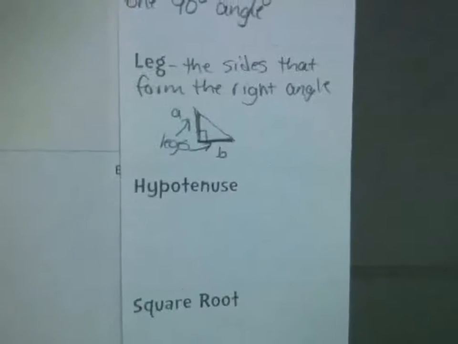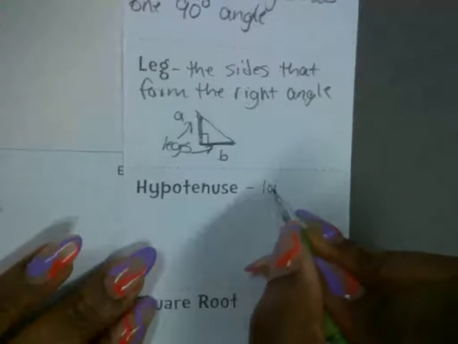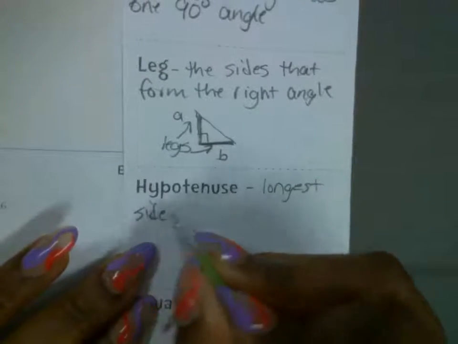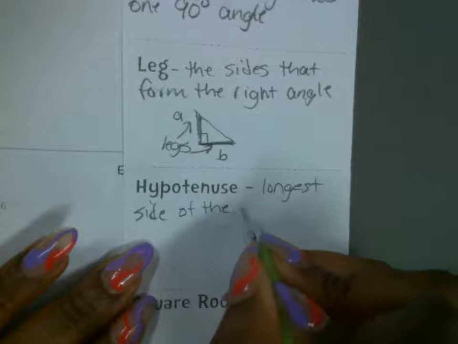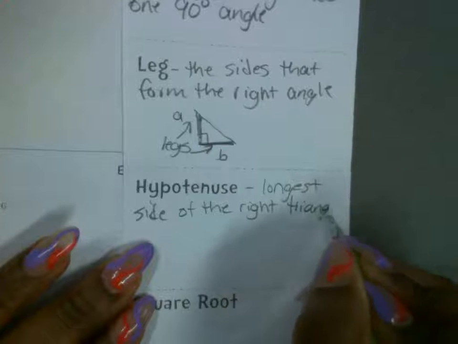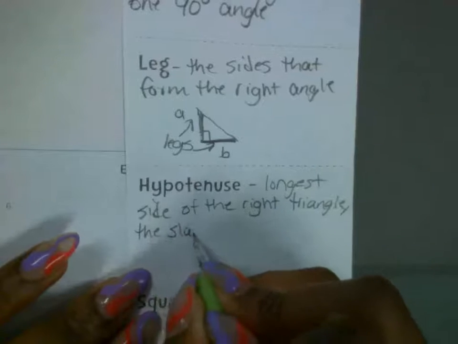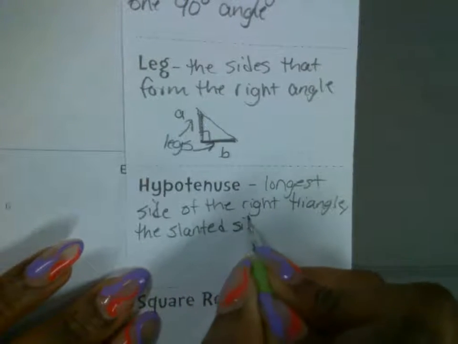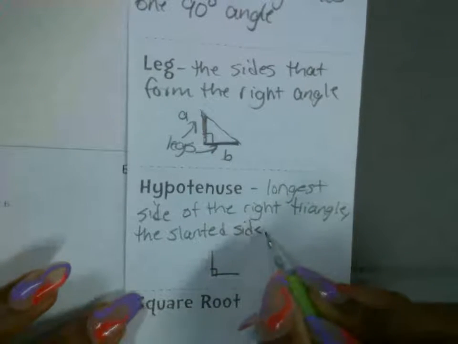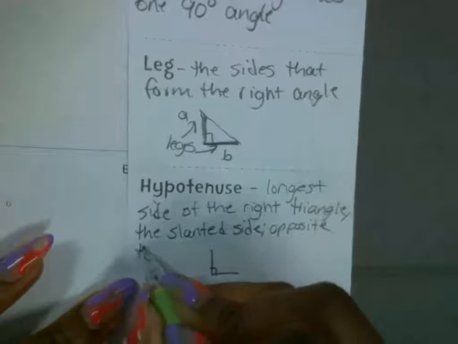All right, hypotenuse. This is the longest side of the triangle, and remember, we're only dealing with right triangles. The longest side of the right triangle. It's also the slanted side. Oh, and it's the side opposite of the right angle.